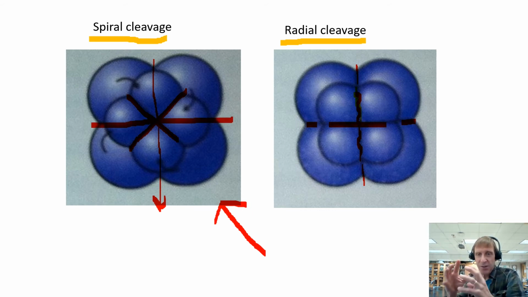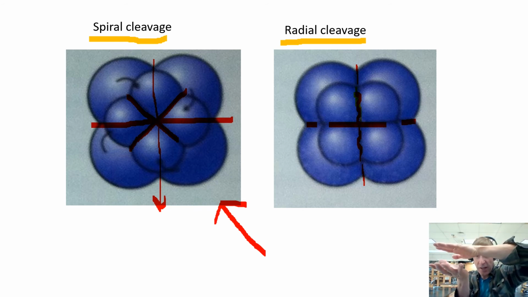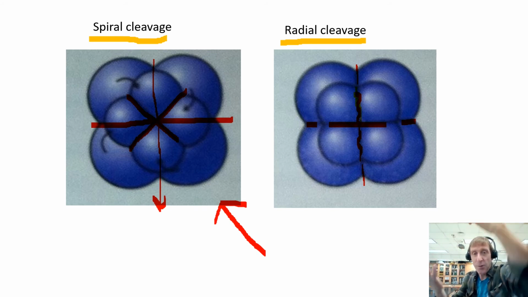So the cells in the cleavage planes don't line up. It's like the bottom set divides and you rotate a little bit, but not 90 degrees, and the top set divides. So everything kind of spirals as it goes up, basically. That is our example of spiral cleavage.